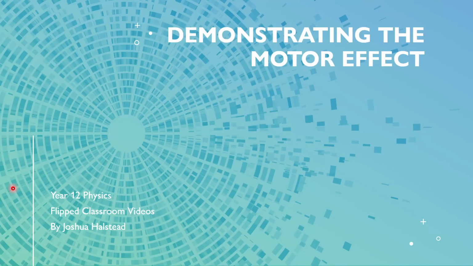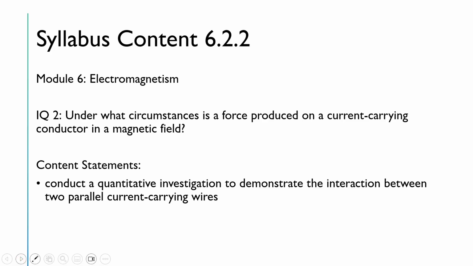G'day, in this video, our focus is going to be on the motor effect and how to demonstrate it. Our key aims for today are to set ourselves up to begin to look at dot point 6.2.2. We're still looking at forces produced on current carrying conductors in magnetic fields. That is the motor effect.